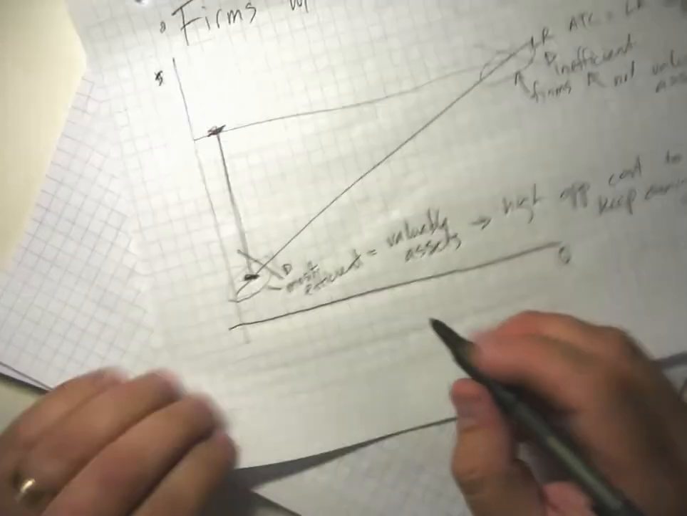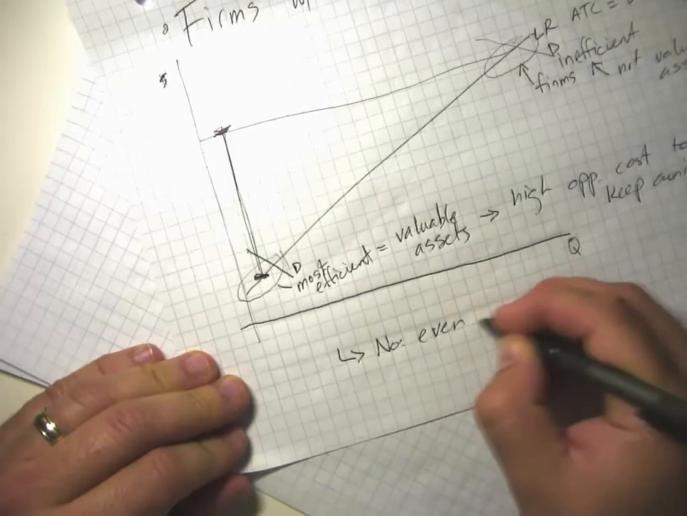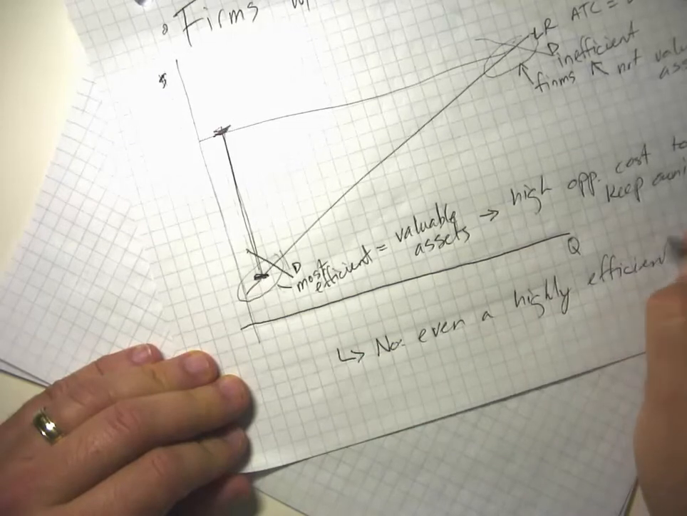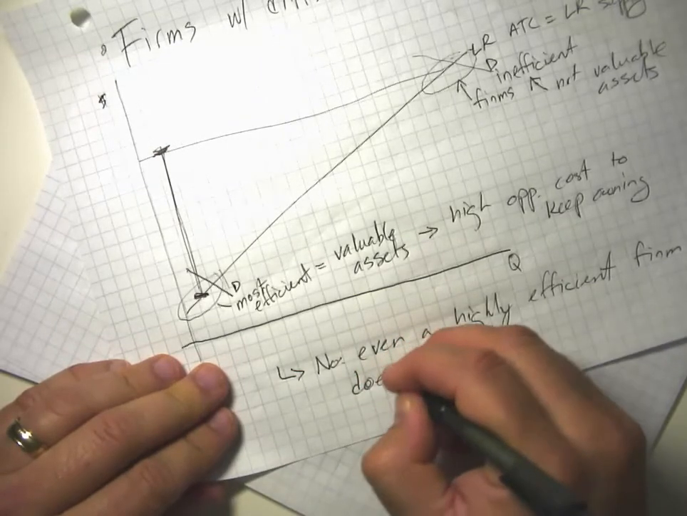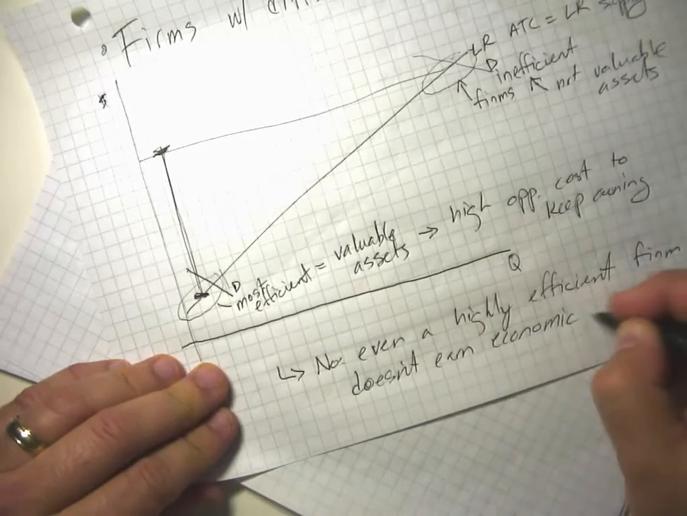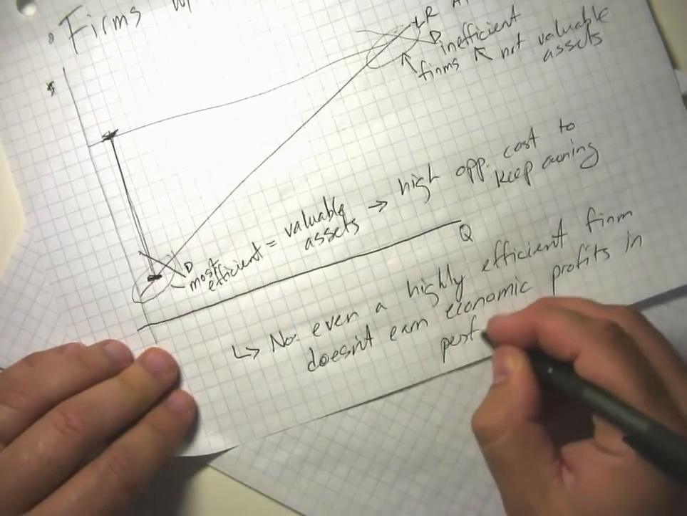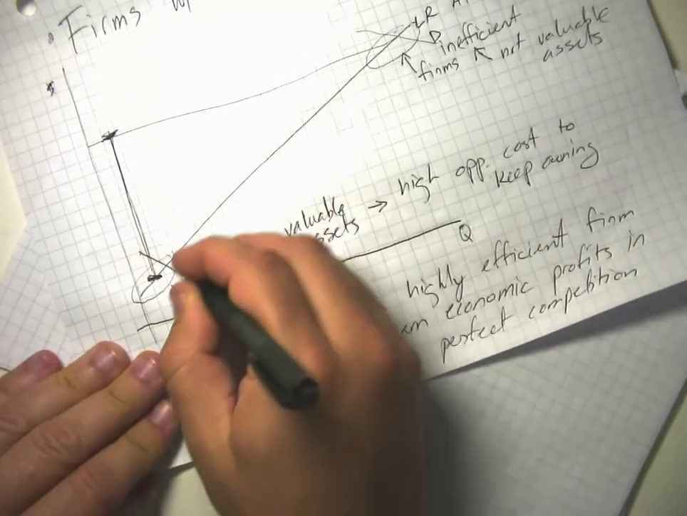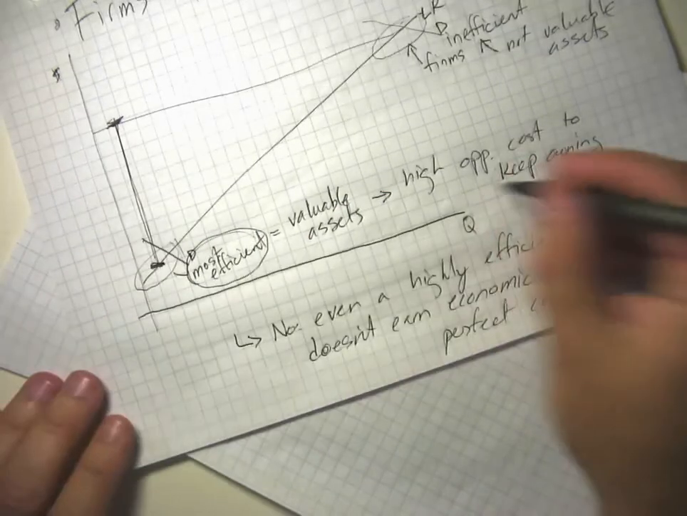So basically what we're saying here is that no, even a highly efficient firm doesn't earn economic profits in perfect competition, because their efficiency will become reflected, or capitalized, into the value of their assets, which will then raise their opportunity cost.